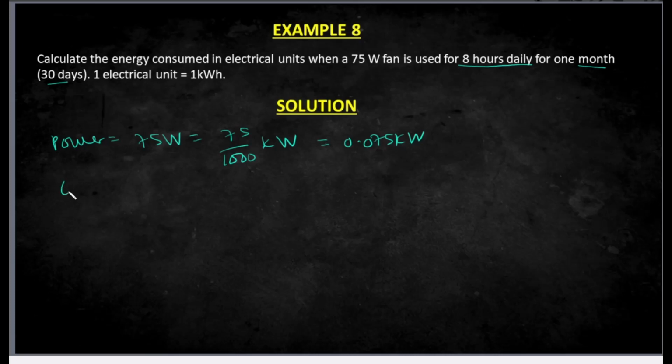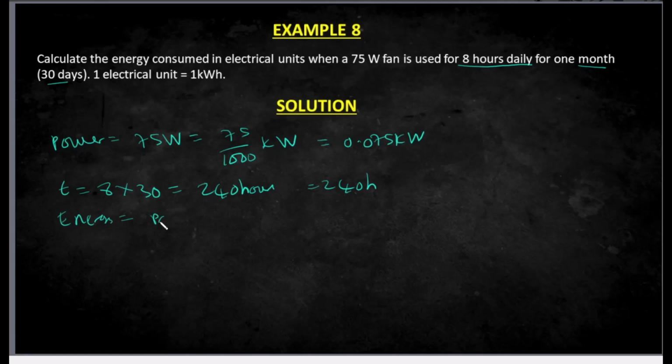Now let's get the time. We are going to use it for 1 month. Then after 1 month, you are going to pay the electricity bill. And for each day, you are using it for 8 hours. So 8 times 30, that is for 30 days. That is 8 hours daily for 1 month. That will give you 8 times 30. If we multiply 8 times 30, we are going to get 240 hours.